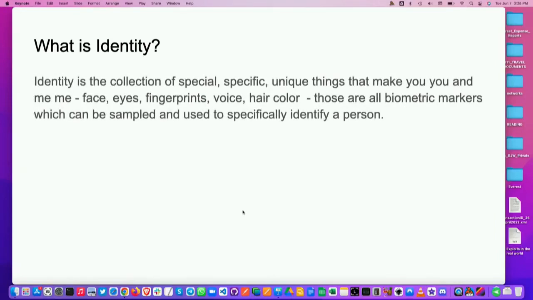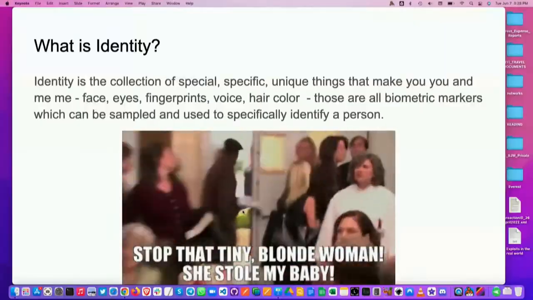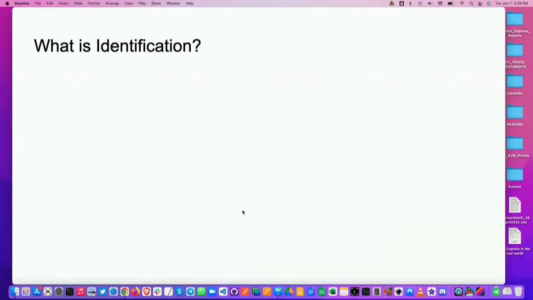What is identity? It's the collection of individual items that make me me and you you, right? It's my face, my retina print, my fingerprints, my footprint, my signature, my voice, my hair color. Those things that make it easy for people to identify me. But is identity the same as identification? No, it's not. Identity is in no way the same as identification.